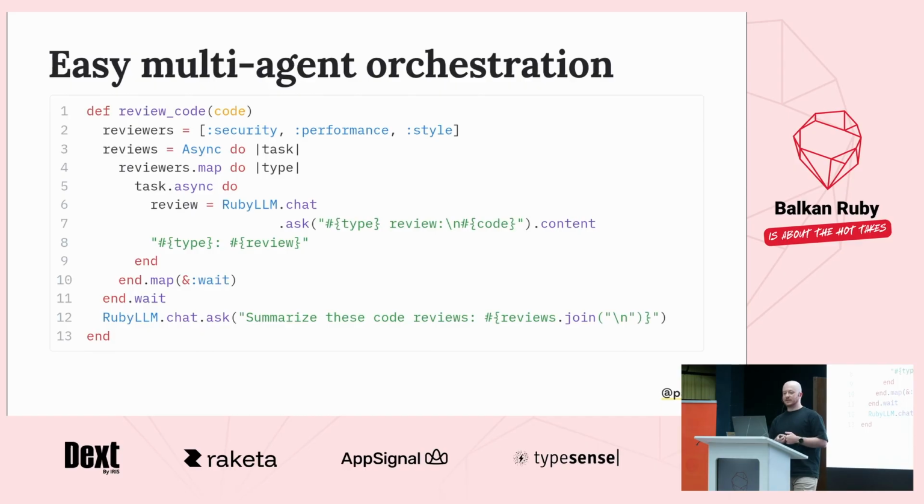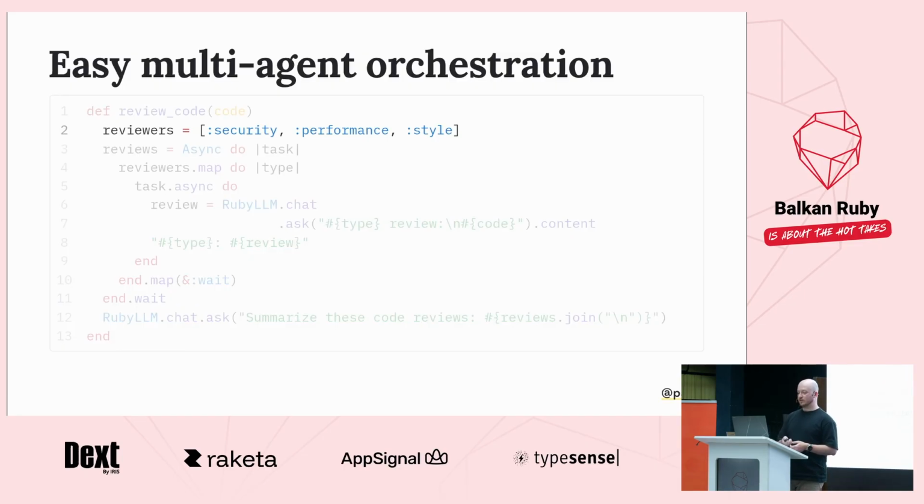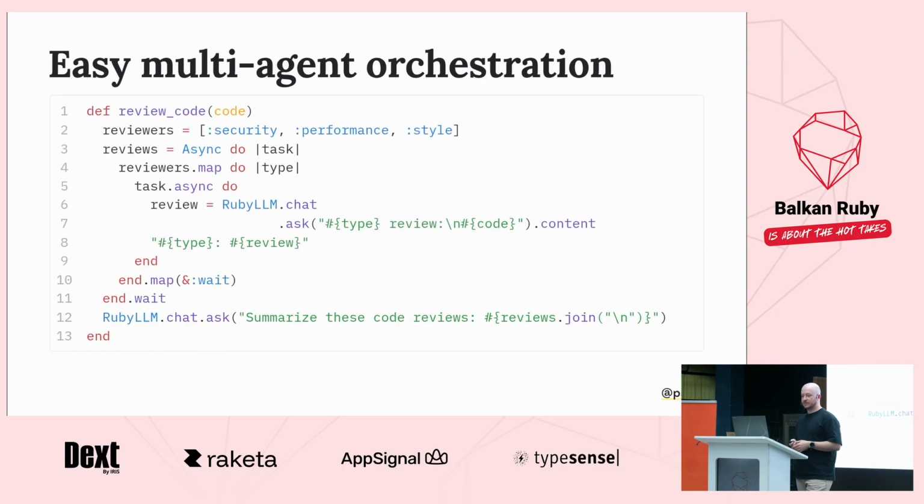And it's not just that, right? You can also do multi-agent orchestration, for example. And actually, these 13 lines of code have 4 agents, believe it or not. 3 of them will do security, performance, and style review at the same time using fibers. And you just have an async block, you pass the tasks, and the tasks just do a chat, and you can see the type of the review, and then the code is passed there, and then we return the type and review to the summarizer agent that then executes after they're finished. Very simple.